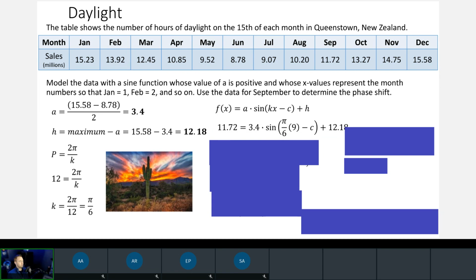All right. Then we're going to plug in the stuff that we know. And this question does not say which month to use. So I chose the 9th month.